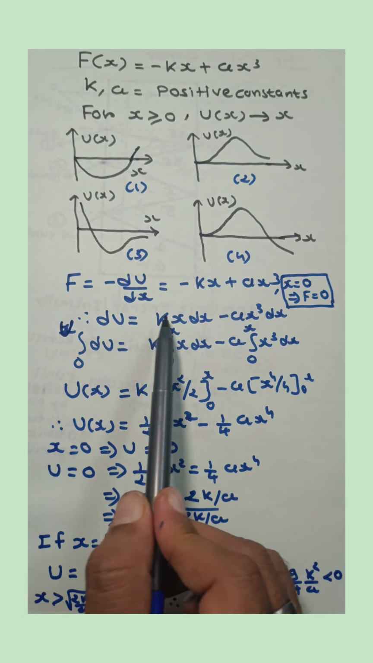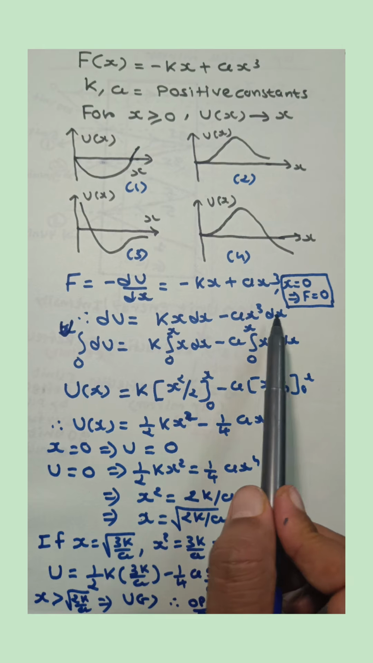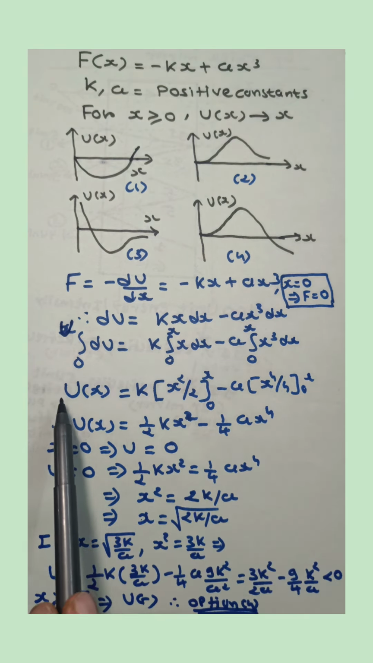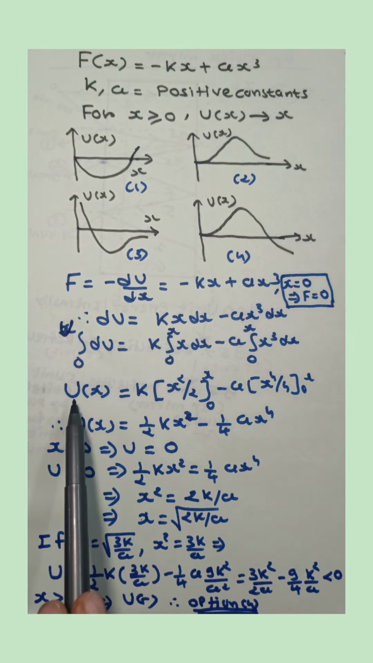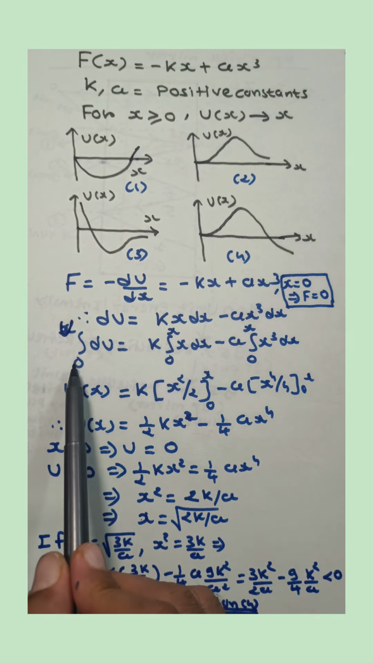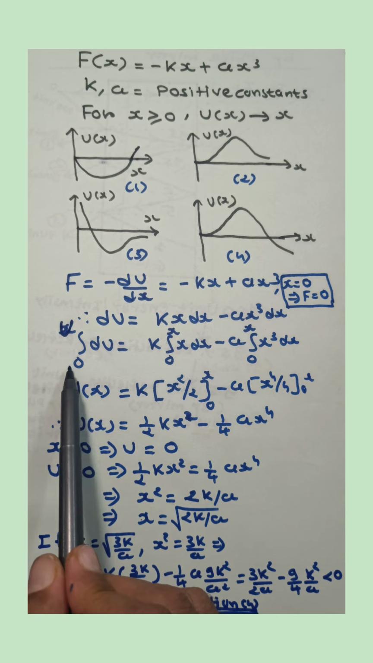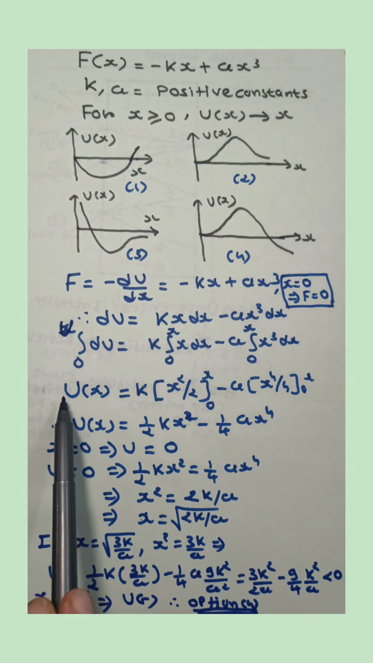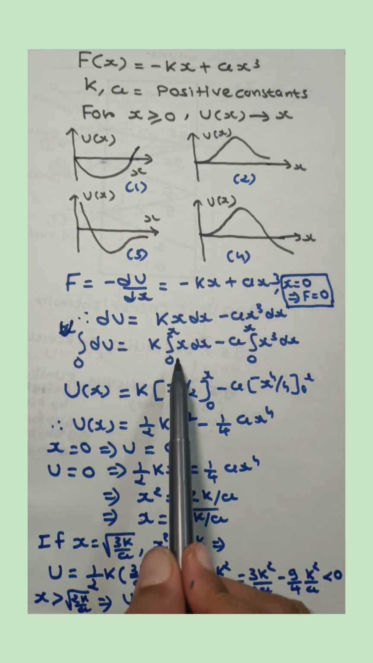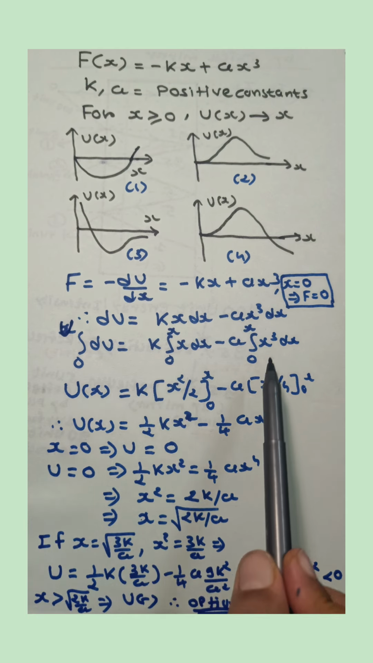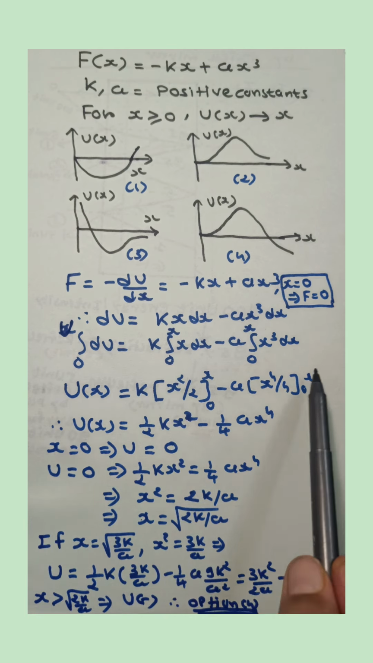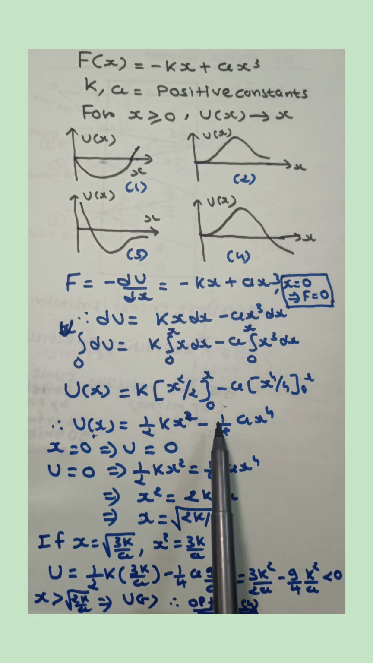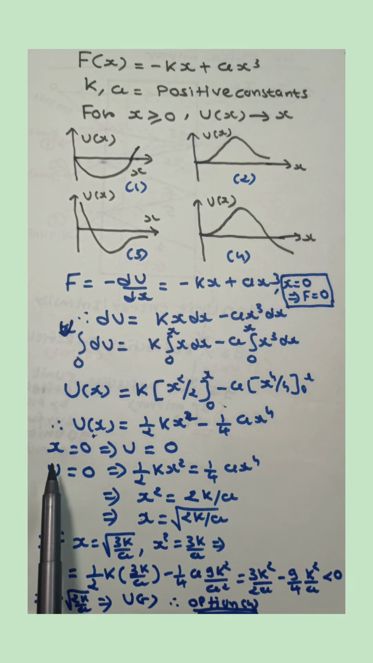Now by simplification, dU = kx dx - ax^3 dx. Taking integration on both sides, with limits 0 to x and 0 to U, the integration of dU is U. When x is 0, suppose U is 0, and when x is equal to x, the potential energy is U. Then U as a function of x is equal to k times the integration of x, which gives x^2/2, minus a times the integration of x^3, which gives x^4/4, limits 0 to x. So U(x) is half kx^2 minus 1/4 ax^4.